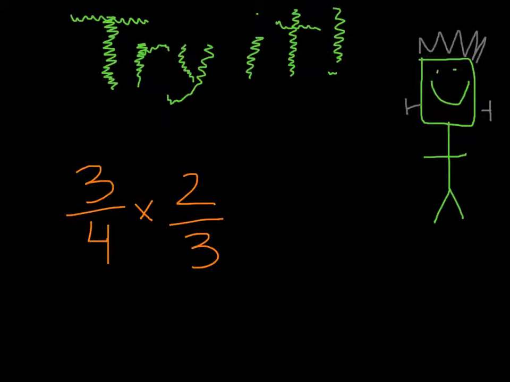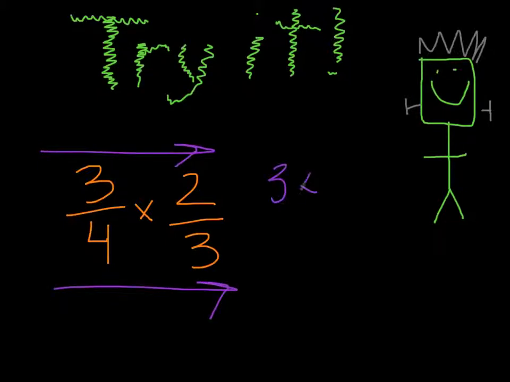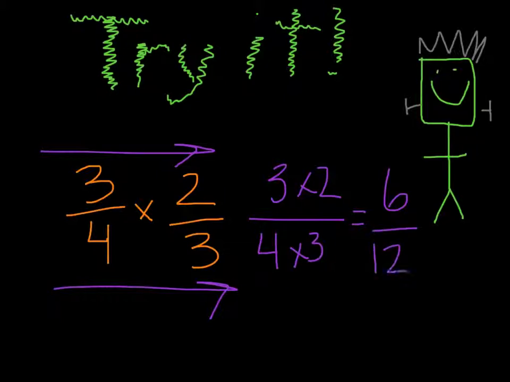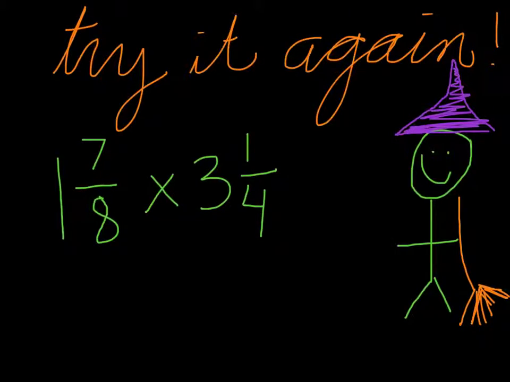Okay, just like before, I'm going to multiply across the top and multiply across the bottom. 3 times 2 and 4 times 3. 3 times 2, as we all know, is 6. 4 times 3 is 12, and that reduces to 1/2. Try this one. Pause the video and come back.